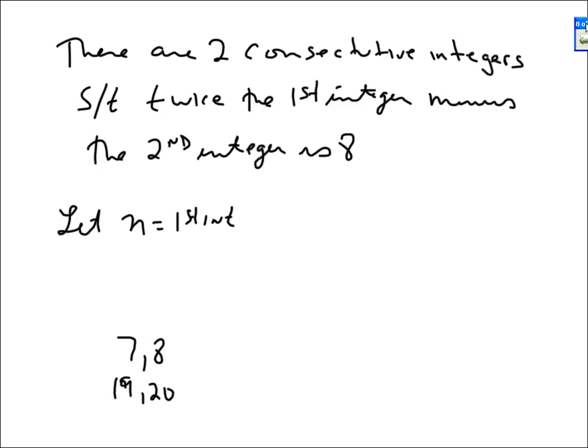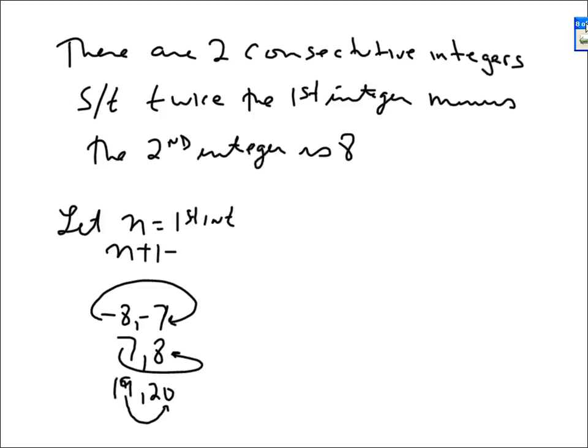and 20, negative 8 and negative 7. Integers one after another. That is, if you have an integer and you add 1, you get the next integer. 7, add 1, get the next integer. Negative 8, add 1, get the next integer. So if n is the first integer, n plus 1 is the second integer.